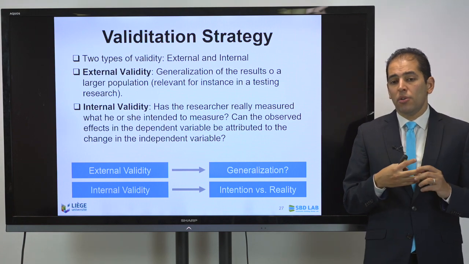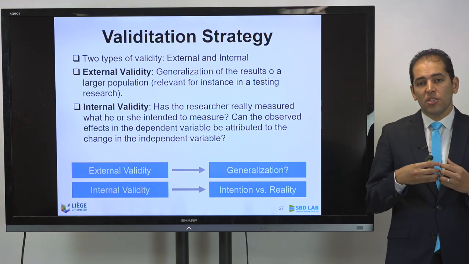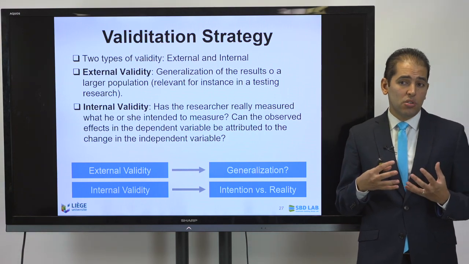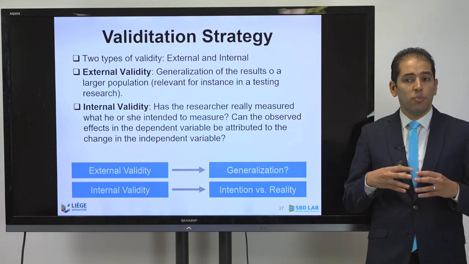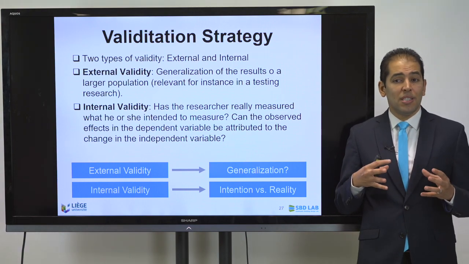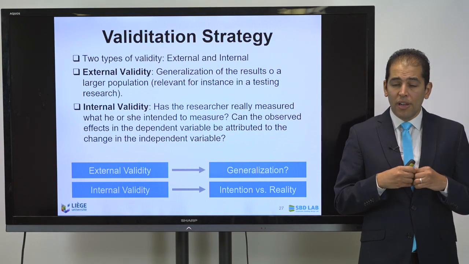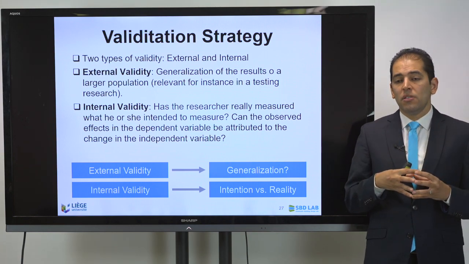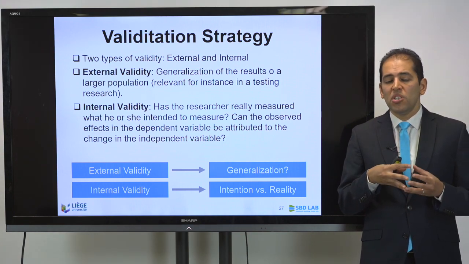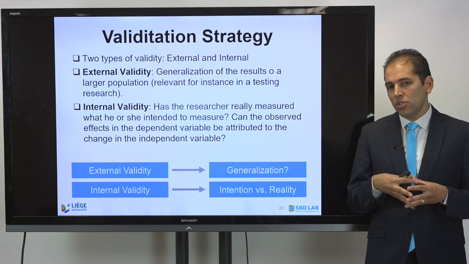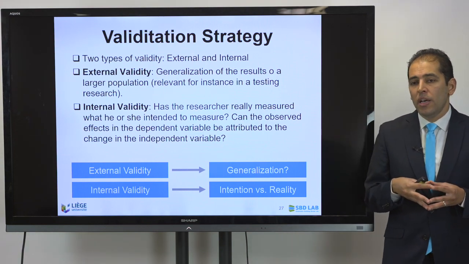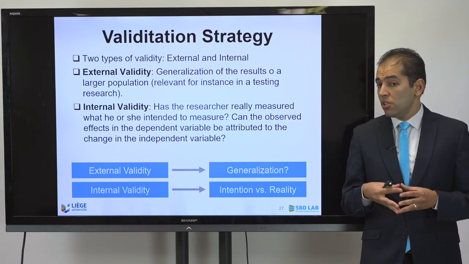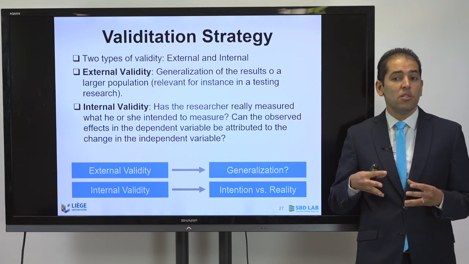We need to be aware when we're talking about observational research that we are talking about external validity and internal validity. External validity is our ability to generalize the results to a larger population, and it is relevant, for instance, in testing research. Internal validity is related to the researcher's measurement and the precision of what we intended to measure. Did we really measure what we intended to? Can the observed effects in the dependent variable be attributed to the change in the independent variable? Is it really this correlation?